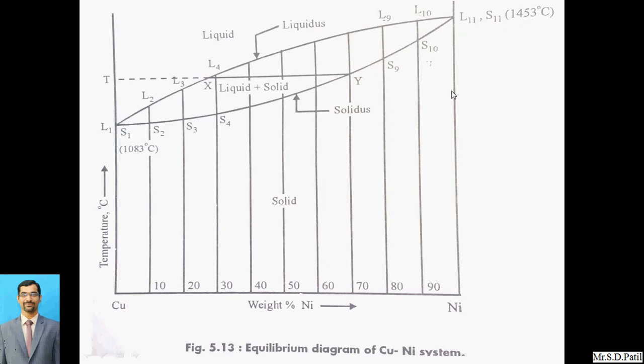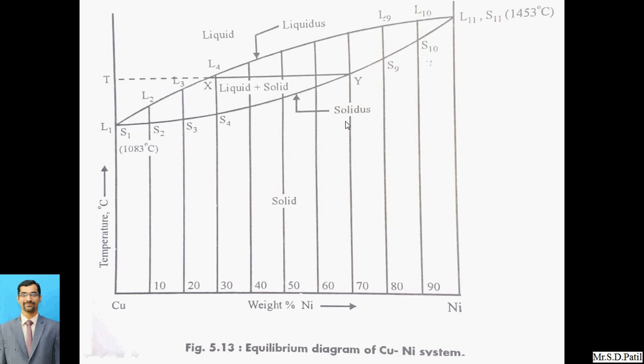Here we just have to draw a smooth curve from point L1 to L11 and from S1 to S11, which represent the liquidus and solidus of the diagram. Now above the liquidus temperature, all the material is in the liquid state, and below the solidus curve, whatever the material, it will be in the solid state. So everything will be solid below this line, and above this line everything will be in the liquid state.